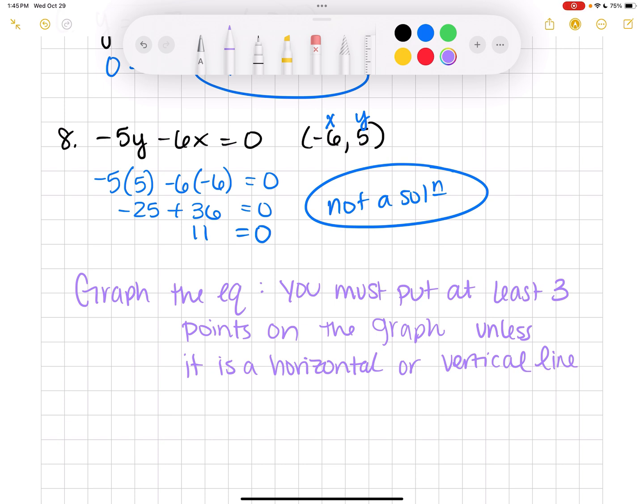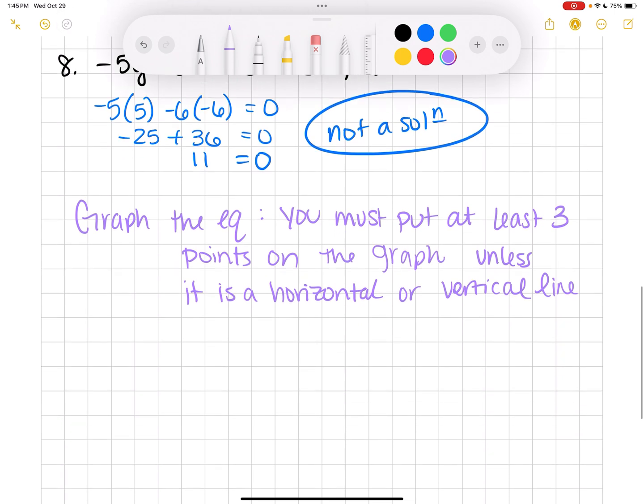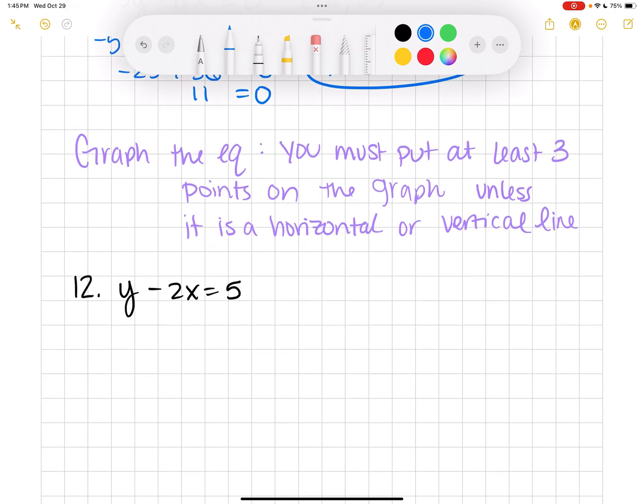All right, so they're going to give us an equation. So y minus 2x equals 5. So the first thing I need to do is what was at the end of chapter 3, which is getting y by itself. So if I want to get y by itself, how do I do that? Add 2x. So I would have y is equal to 2x plus 5.